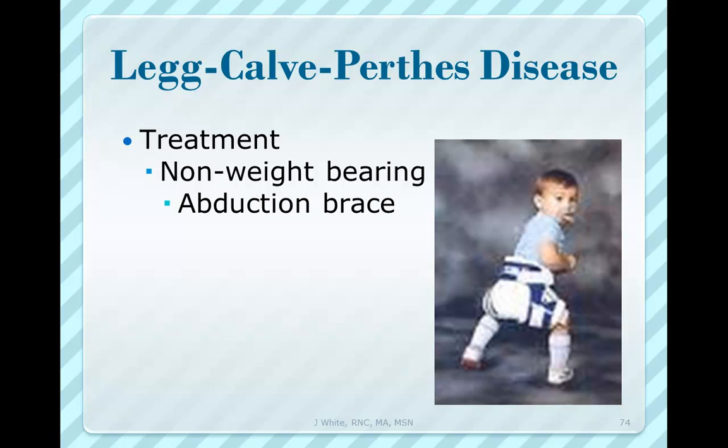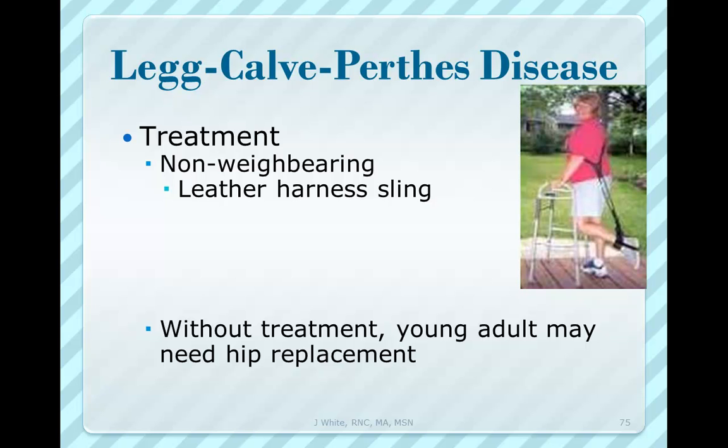So you may see on a smaller child they will do this non-weight bearing, the abduction brace. Notice the child is kind of in a position where they are always walking kind of with their knees flexed, and that's keeping the hip flexed and keeps the weight off the head of the femur. Another option is it can be non-weight bearing, and they might use something like this leather harness to keep the foot off the floor. We don't want them walking on it at all, and they would need a walker then to go with it. Again, if we don't treat them, or if we're not successful with our treatment, then they may need a hip replacement as a young adult.